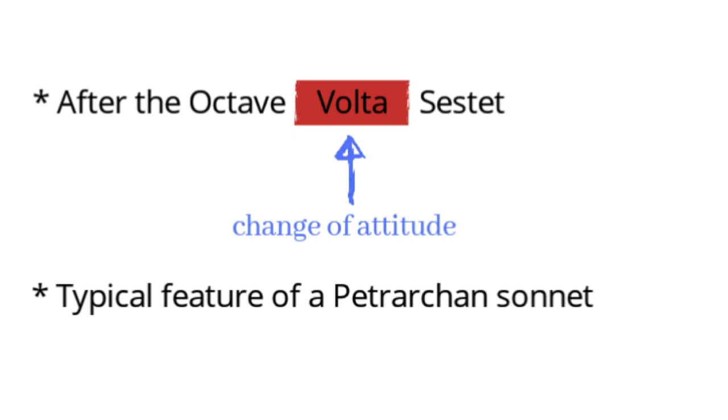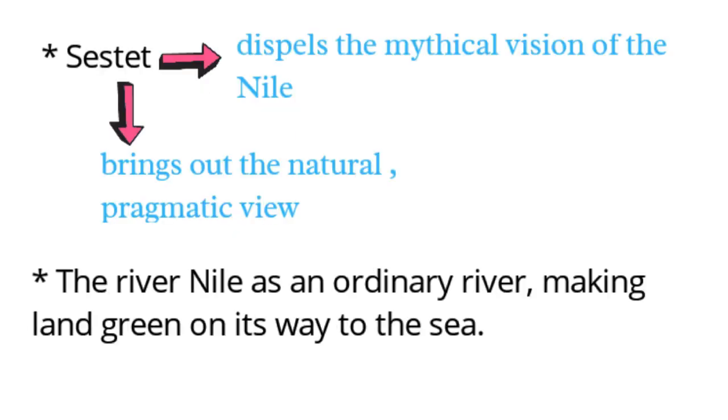Volta means a change of attitude. We have discussed that in the octave, the poet brings out the divine vision of the Nile, but then he changes his attitude and the sestet brings out the next wave point. This change in attitudes or the volta is a typical feature in Petrarchan sonnets. Usually the sestet changes the direction of the poem.